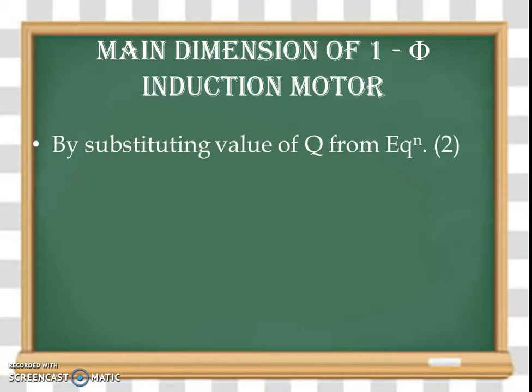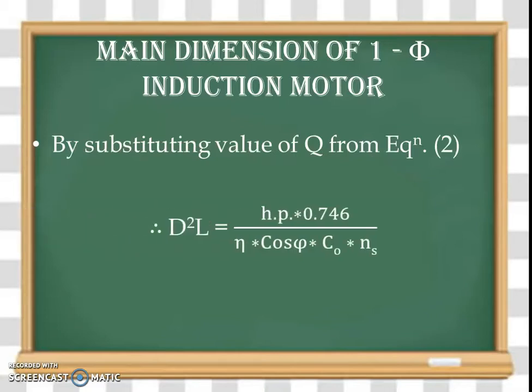By substituting the value of Q from equation number 2, we have the equation for D square L: HP multiplied by 0.746 divided by eta, that is efficiency, and cos phi, and as usual divided by CO, the output coefficient, and NS, the synchronous speed in revolutions per second. Let us call it equation number 3.